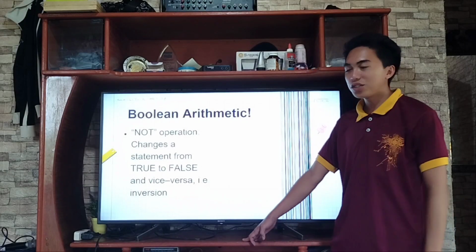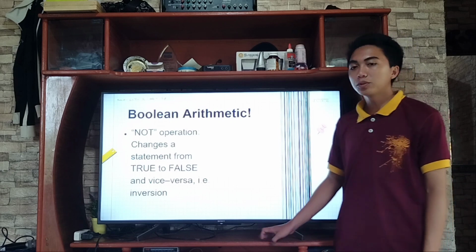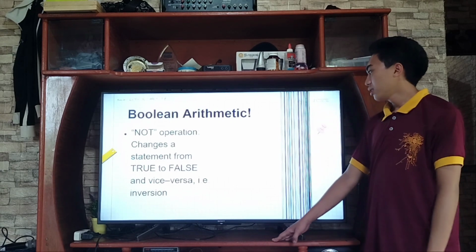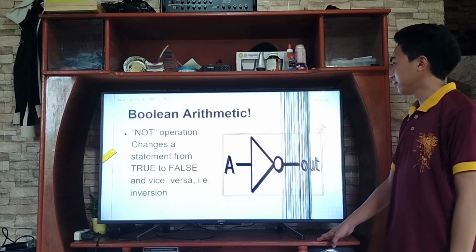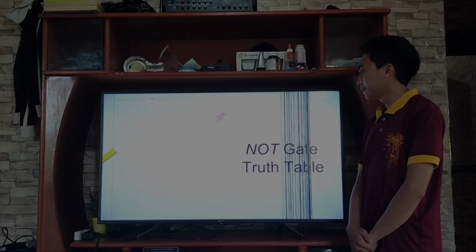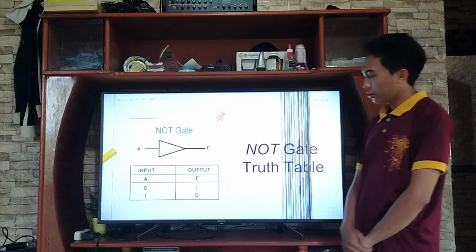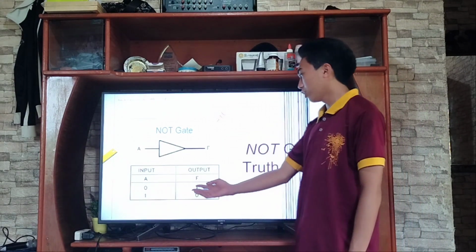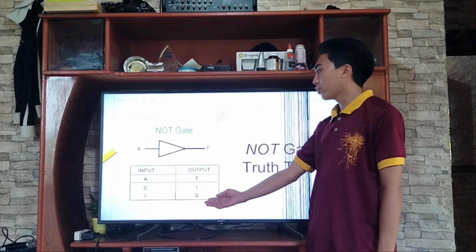NOT gate operation. The NOT operation changes a statement from true to false and vice versa, an inversion. So this is the symbol of the NOT gate operation. NOT gate truth table. So just like this table, if the input is 0, the output is 1. If the input is 1, the output is 0, and vice versa.